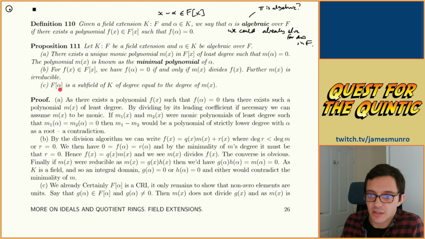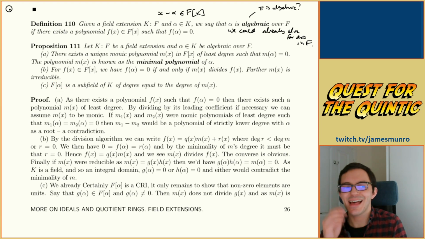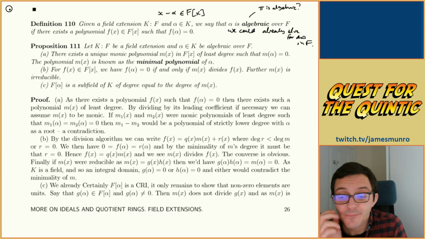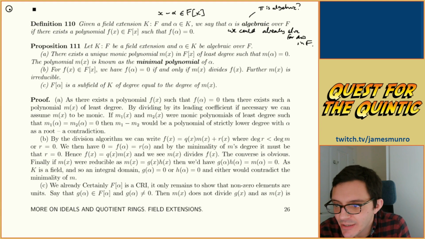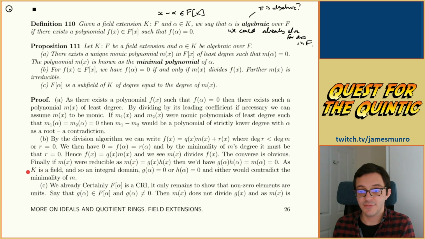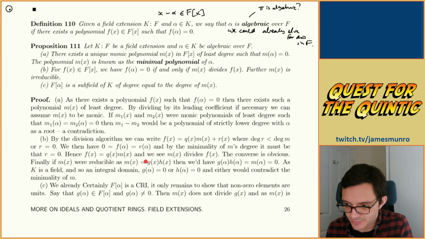This is the field extension, right? No. This is. What is that? Right, okay, well, we're going to get that. As there exists a polynomial f of x such that f of alpha is 0, then there exists. Yeah, okay, boring. Division, whatever, yeah. Division algorithm again. God, this is always okay, fine. As K is a field, here we go, okay, so interesting stuff.